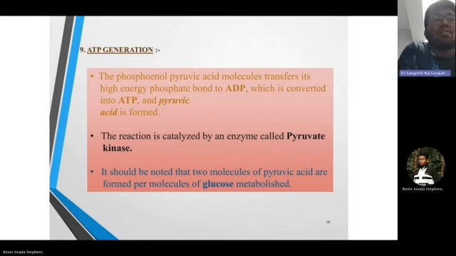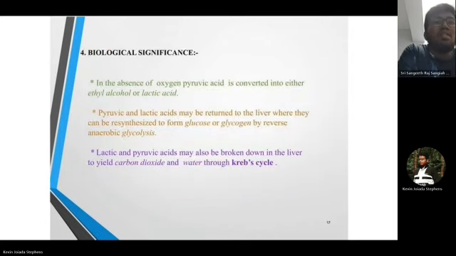It should be noted that 2 molecules of pyruvic acid are formed per molecule of glucose metabolized. Biological significance. In the absence of oxygen, pyruvic acid is converted into either ethyl alcohol or lactic acid. Pyruvic and lactic acid may return to the liver where they can be resynthesized to form glucose or glycogen by reversing anaerobic glycolysis. Lactic and pyruvic acids may also be broken down in the liver to yield carbon dioxide and water through the Krebs cycle.